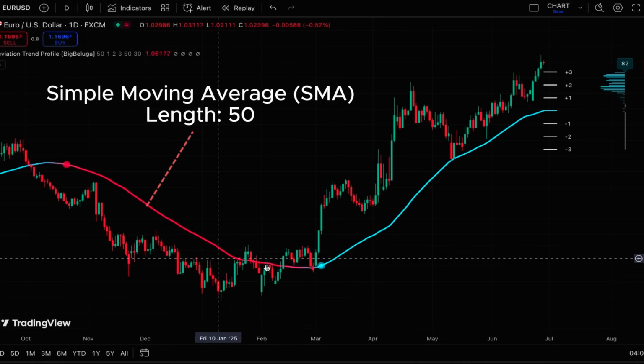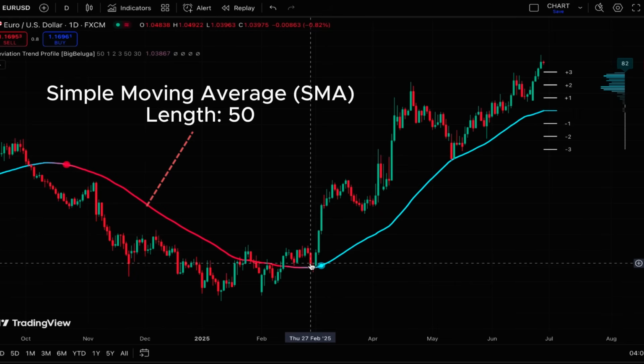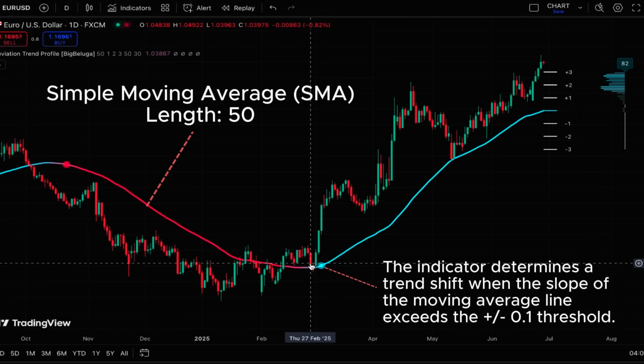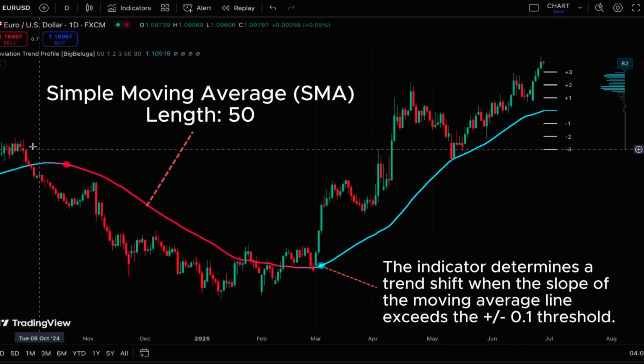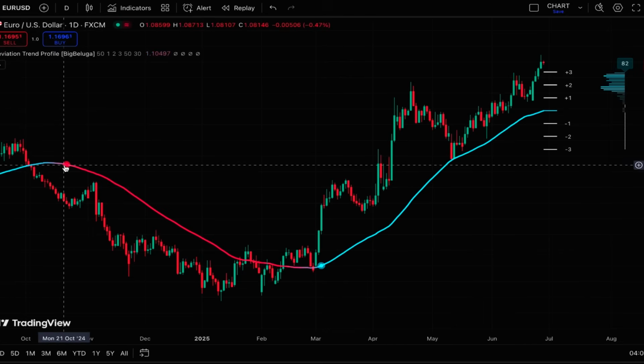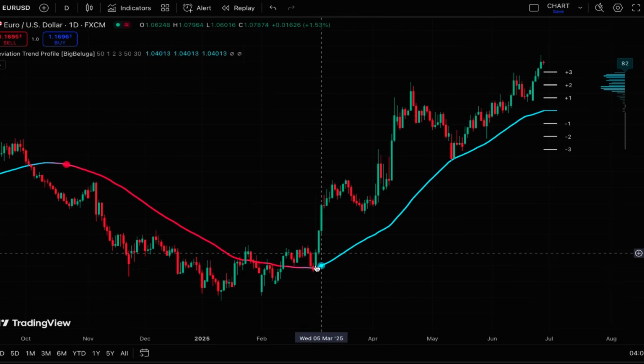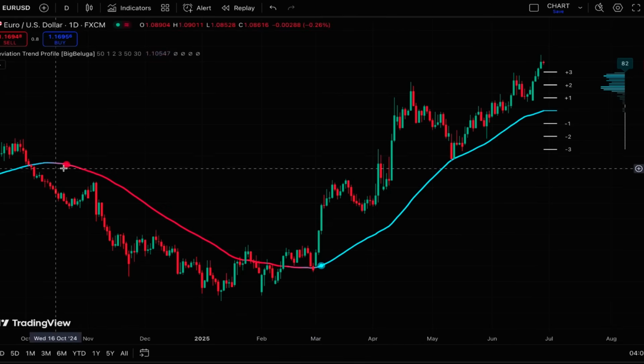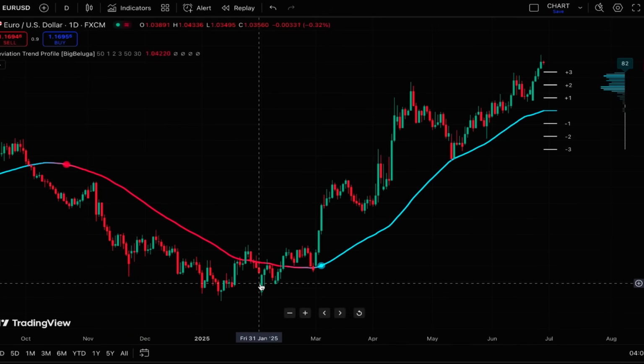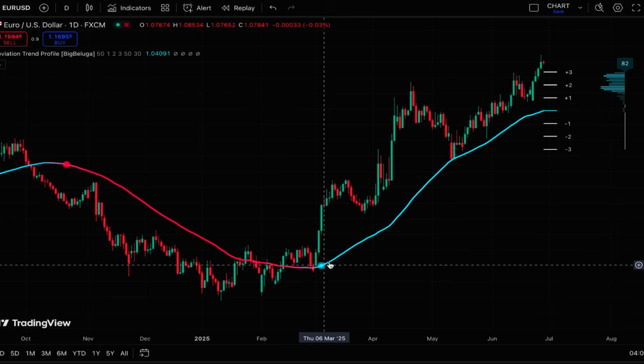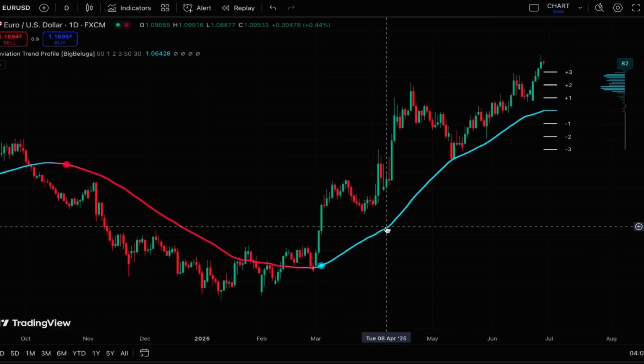Based on the slope of the line, the indicator decides on trends. The indicator determines a trend shift when the slope of the moving average line exceeds a plus/minus 0.1 threshold, and they are shown by the help of these blue and red circles. Red circle is a bearish signal and blue circle is a bullish signal. When we have a red circle, after that the line becomes red and this shows downtrend, and when we have a blue circle, after that the line becomes blue and this shows uptrend.